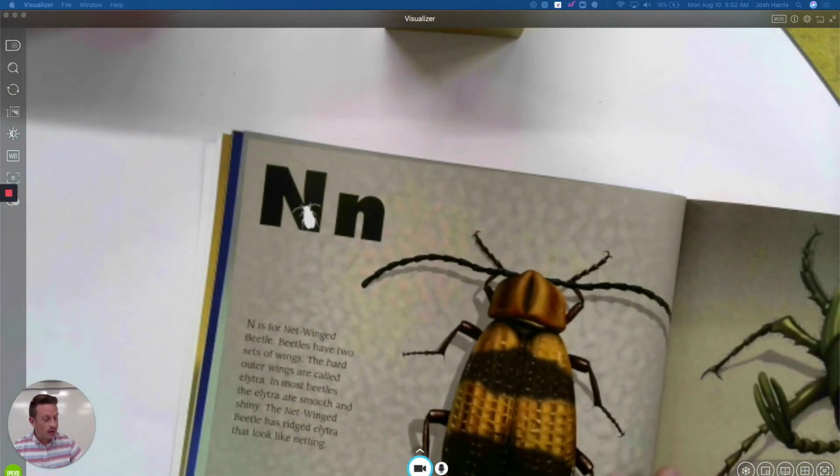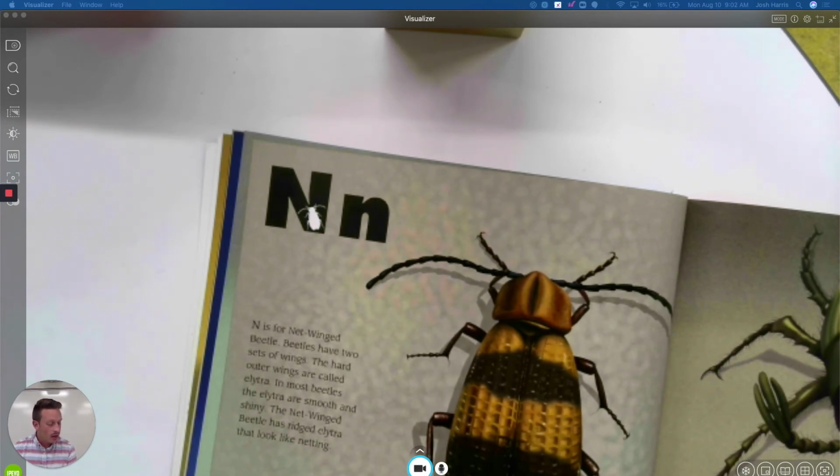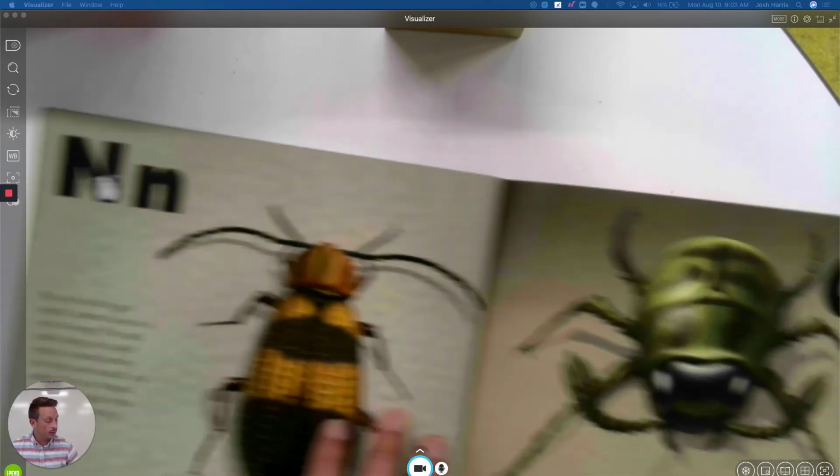N is for net-winged beetle. Beetles have 2 sets of wings. The hard outer wings are called elytra. In most beetles, the elytra are smooth and shiny. The net-winged beetle has rigid elytra that look like netting.